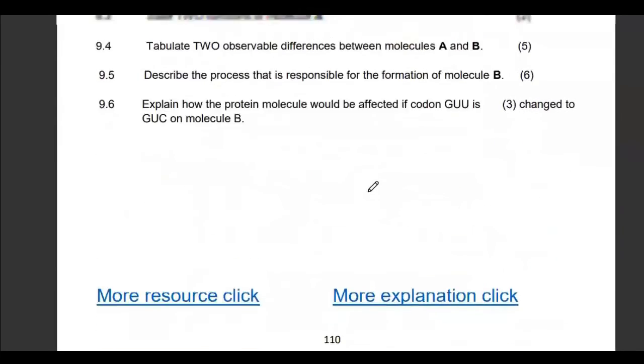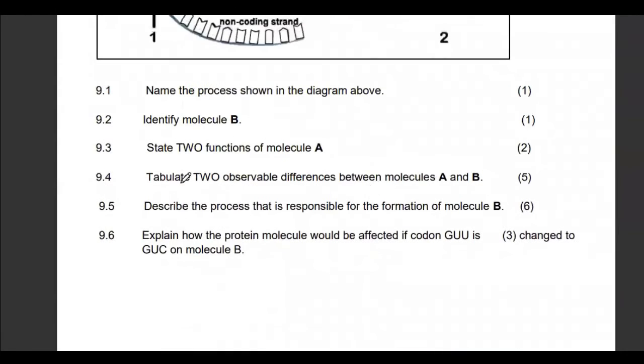Then another question is still the same table. Whenever you talk about a table, make sure that you draw a nice table, so that you get that 1 mark. That's why there are 5, because they're asking for 2. They give you 2 marks there, and then 1 mark for tabulating.